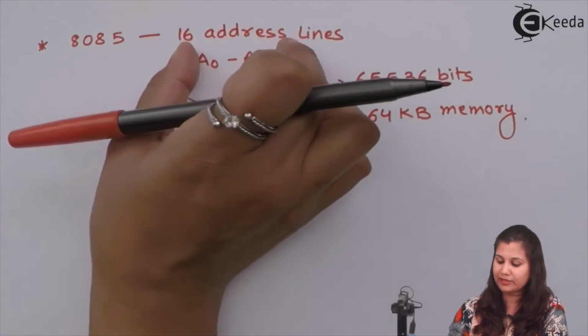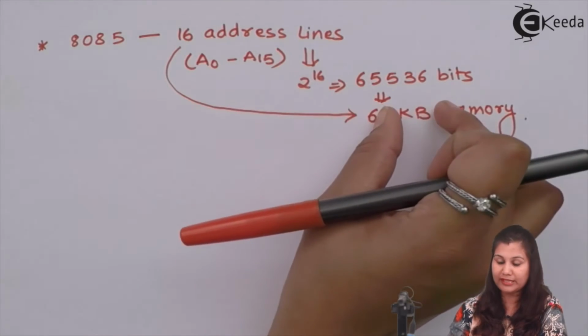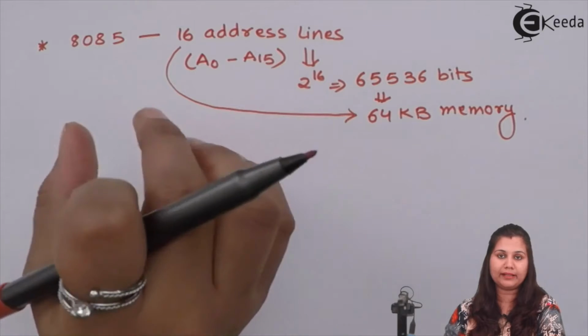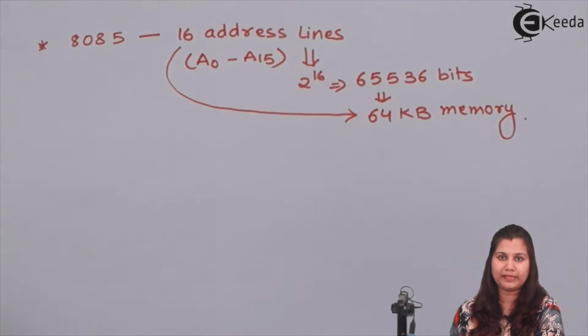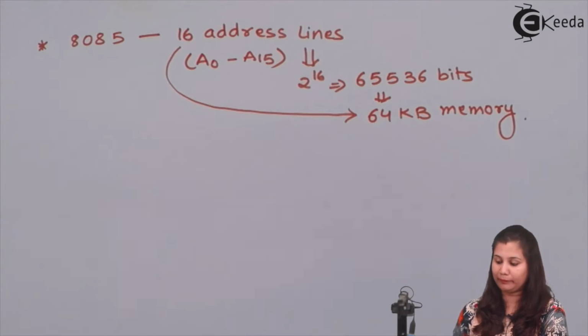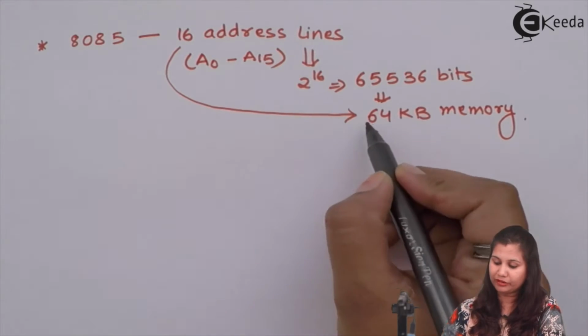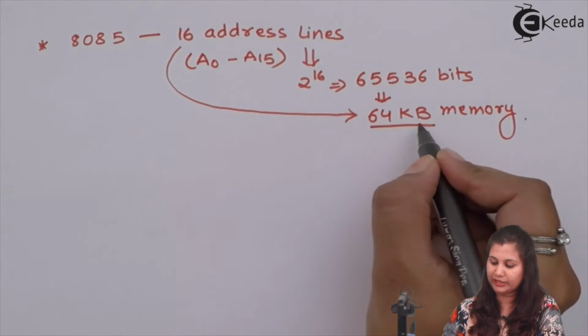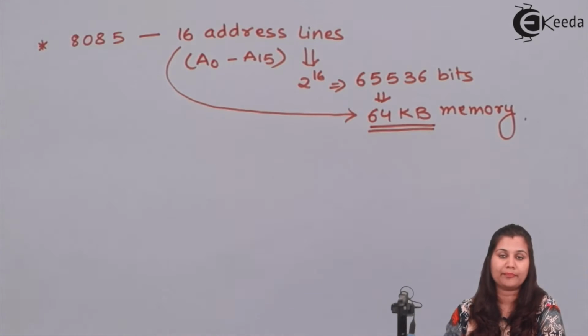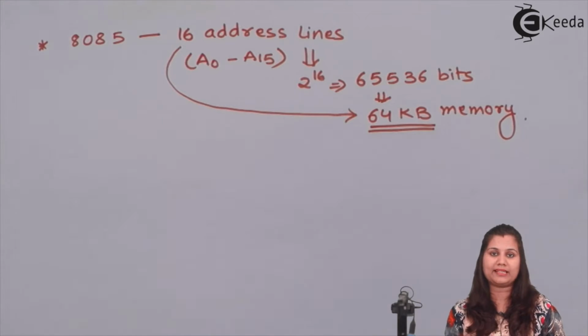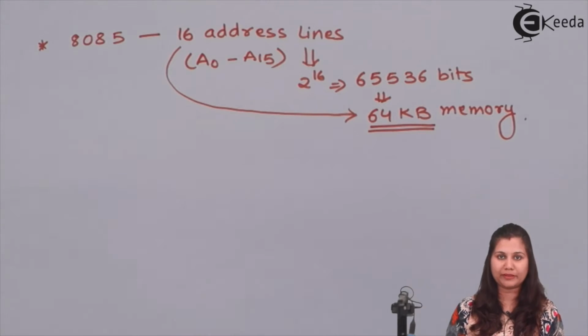So 16 address lines means 65536 locations, and one location is equal to one memory cell, so one data unit will be stored at one memory location. The total memory the 8085 has is 64 kilobytes. This 64 kilobytes is the maximum limit of memory which can be interfaced with the 8085 microprocessor.